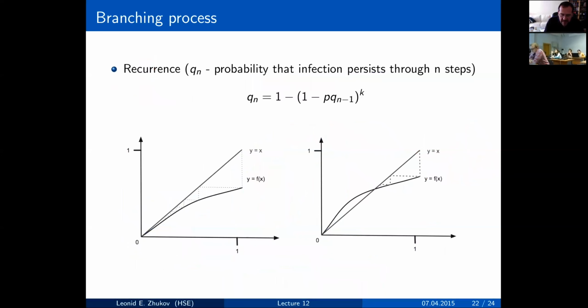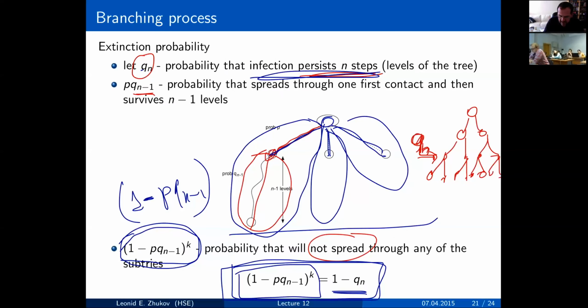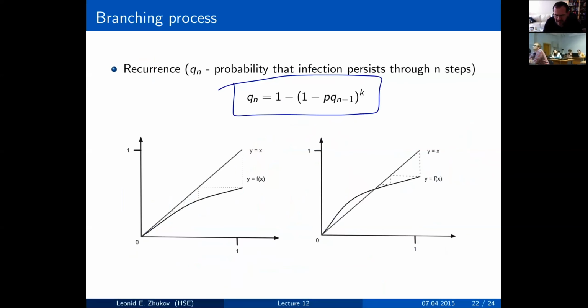Well, if we look at this recurrence, here it is again. The only thing I've done here is move it to a different side. We can actually go through this recurrence and calculate it. Q0 is equal to 1. We start with one infected node. And again, Qn is the probability that infection persists through n steps. So remember, we have these two parameters: the parameter p, which is the probability that neighbors get infected, and the parameter k, the number of neighbors. So there are two possibilities here. Depending on these parameters p and k, we can, for example, start here.